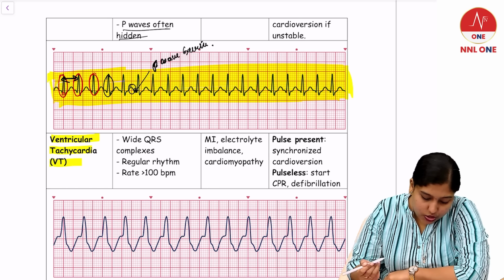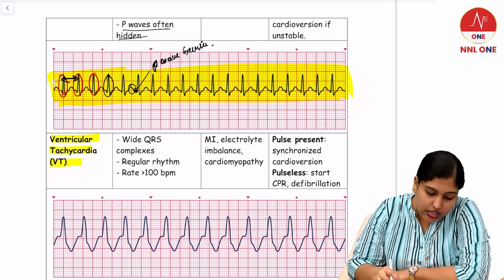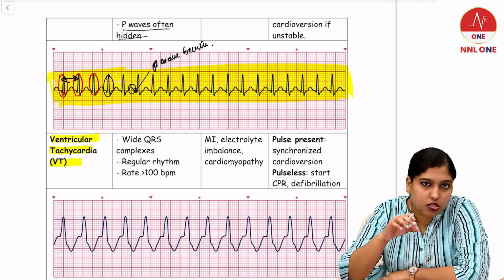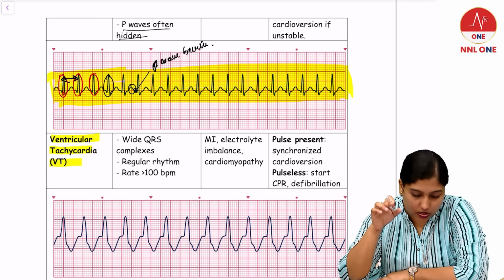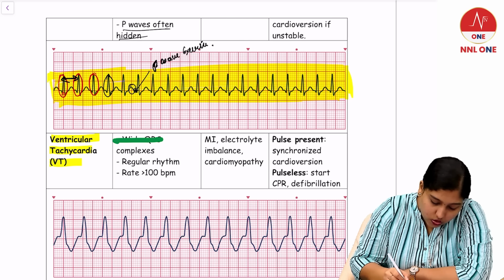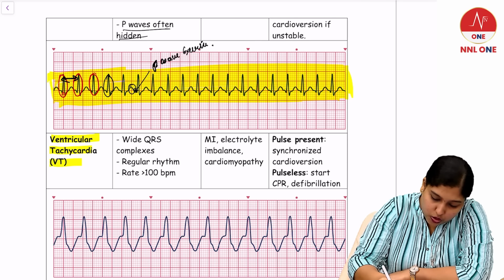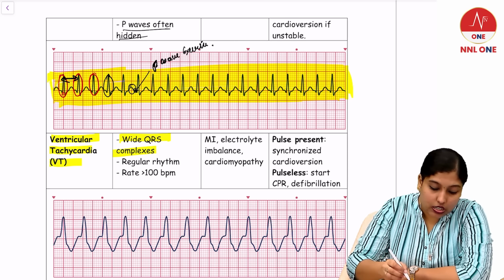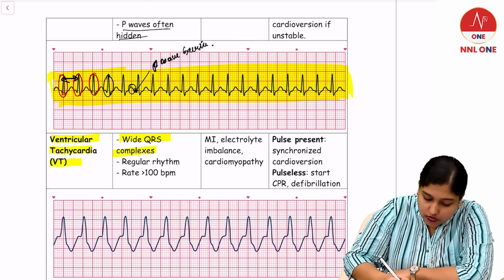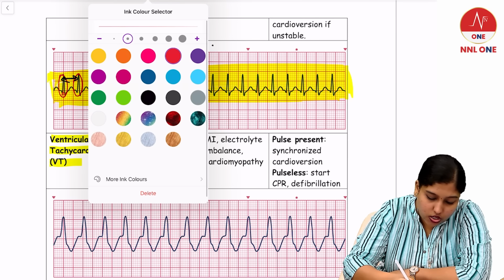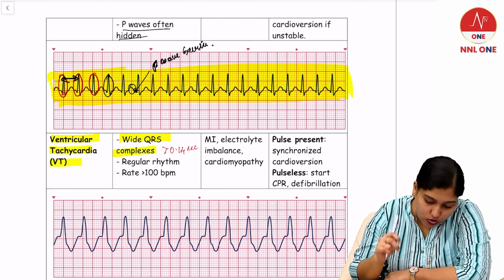Next we have the ventricular tachycardia, another important ECG which you always get. Supraventricular tachycardia is a narrow complex QRS rhythm, whereas ventricular tachycardia is a wide QRS complex abnormality, where the QRS duration will be greater than 0.14 seconds.